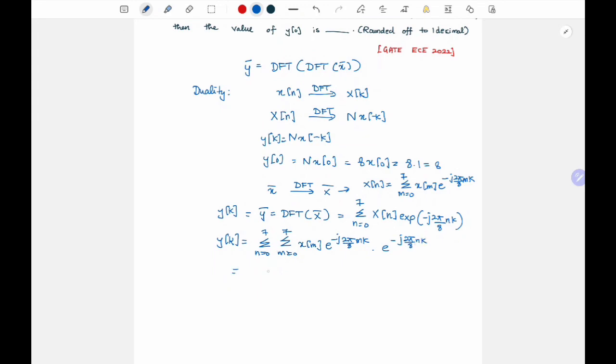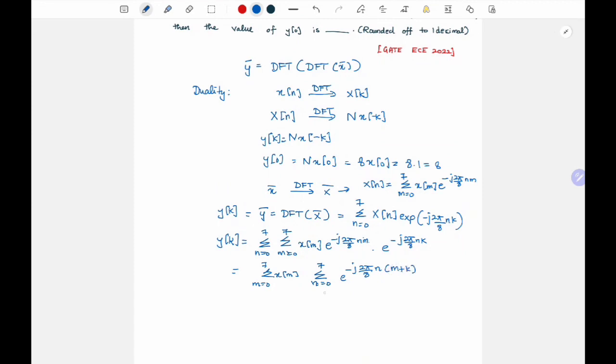Now you reverse the summation. So you take m outside, x of m, then you take n inside. So n equal to 0 to 7 exponential of minus j. Oh sorry, this is involving n and m, right? So this will be n into m. So similarly here it will be n into m. So now if you write, you will get exponential of e power j 2 pi by 8, n is common here. So n into m plus k.